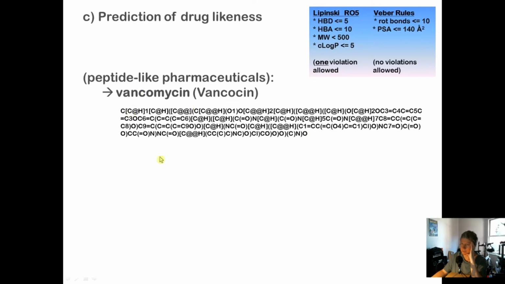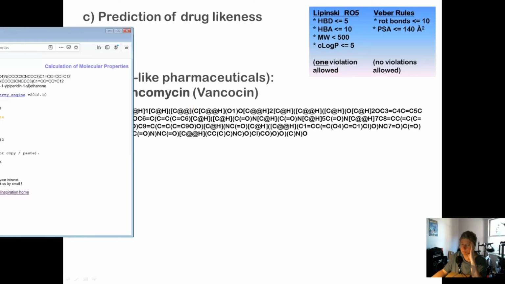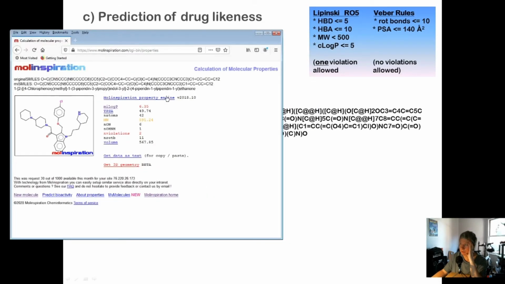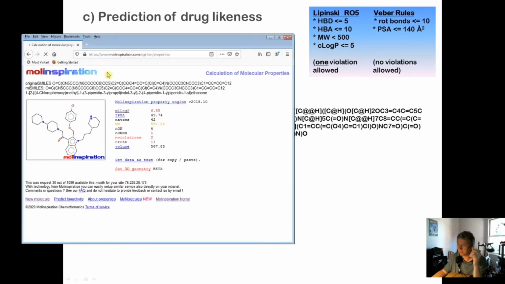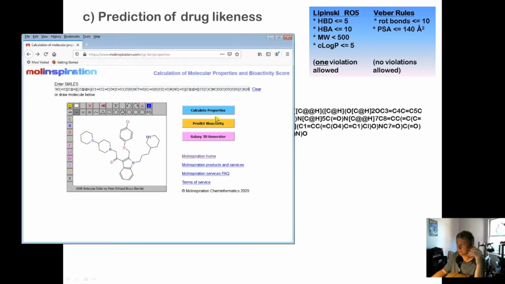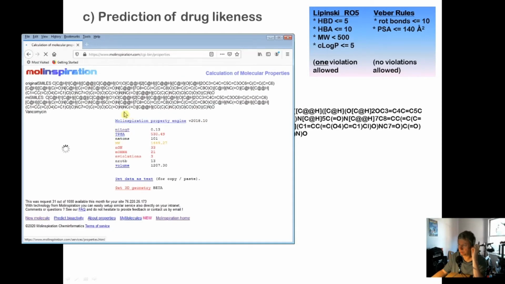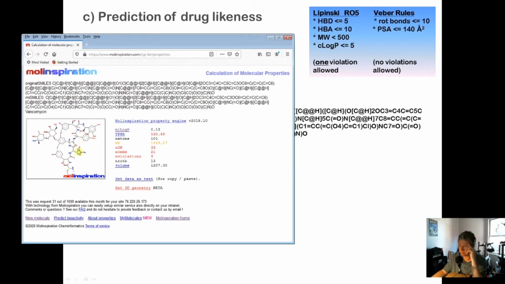Okay, so I copied this onto the clipboard. Let's jump over. Here's the molecule inspiration tool again. Go back. Calculate properties. Okay, so vancomycin should come up. There's the crazy string. Yeah, there it is, vancomycin. Okay, so it's a sort of crazy cyclic peptide type structure with a lot of polar stuff on it, sugar, etc. So as you can probably imagine, this is going to be not very orally bioavailable.